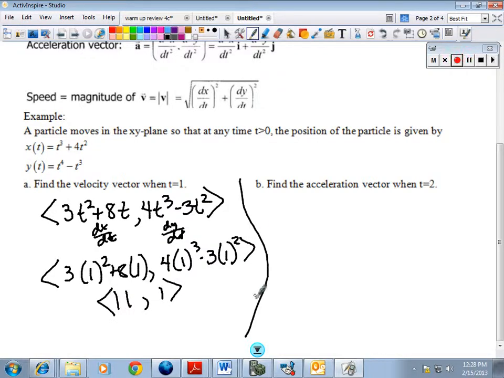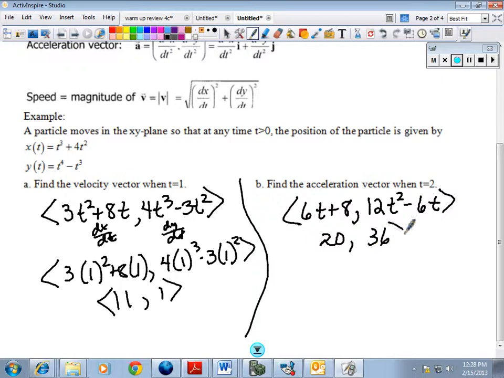Okay. Find the acceleration vector. I'm going to take the derivative of this. So 2 times 3 is 6t plus 8. 3 times 4 is 12t squared minus 6t. I fill in 2 everywhere there's a t, and I get 20 and 36. Okay, that's example 1. It's easy enough.